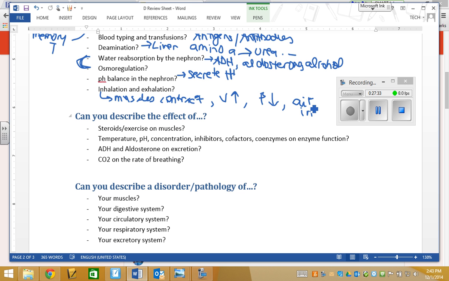Now the last section is about describing the effect of, I think I already answered this ADH aldosterone question. When we're talking about muscles, remember that you tear your muscles when you exercise, and so the function of a steroid would be to rebuild them faster and in larger quantity and size.